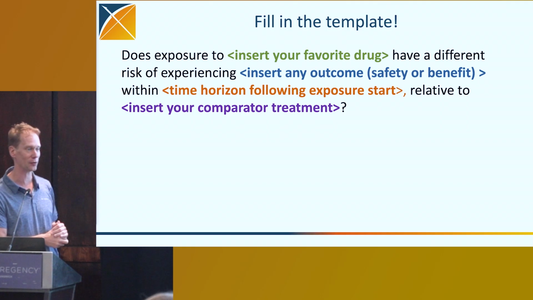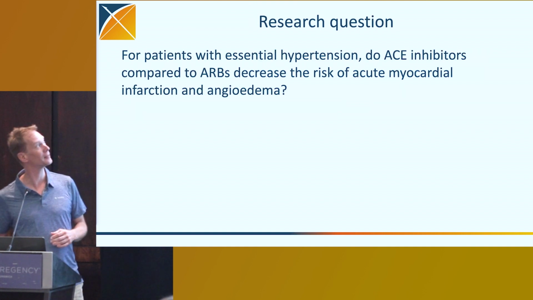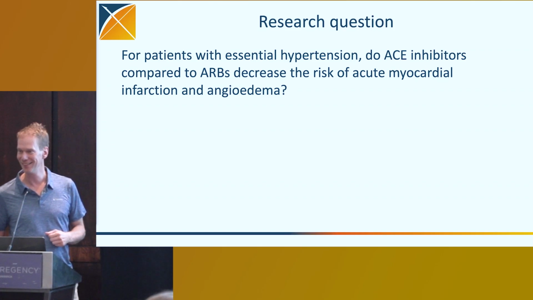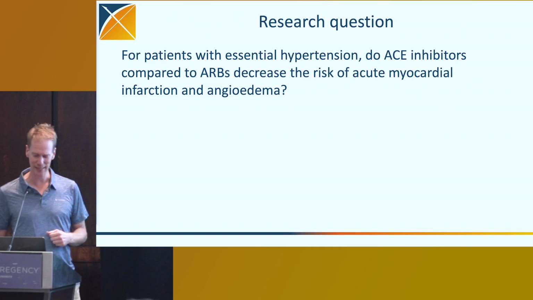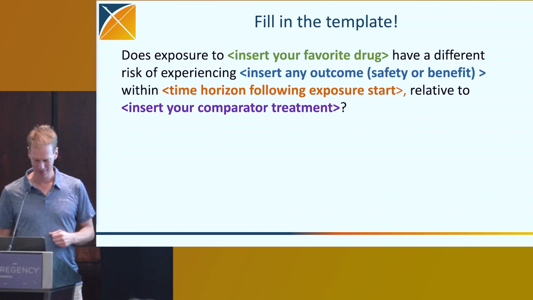What is the target drug or the target exposure that we talked about? It's a very simple question, I think. What's the target? ACE inhibitors, yes. What's the comparator? And what is the outcome? Yeah, in this case we have two, and both of them are good. And what is our time at risk?